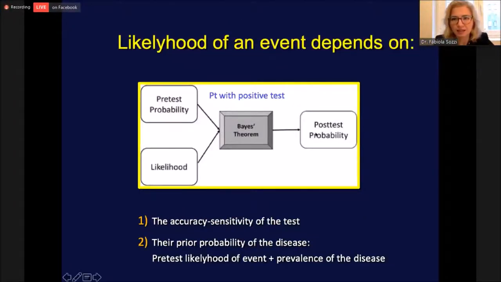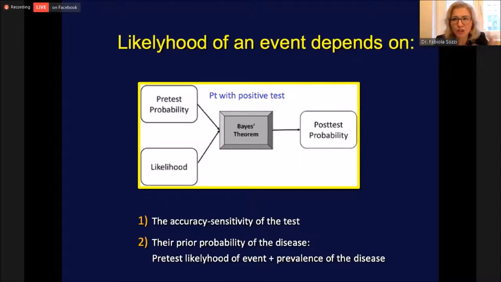Bayes is saying, given a patient with a positive test, so we perform a stress echo, a nuclear test, CT, MRI, whatever, a positive test, the patient has symptoms, but the patient has an unknown history of coronary artery disease, so we don't know about his coronary arteries, and we make the test. What is the real post-test probability, so the reliability of the result of our test?